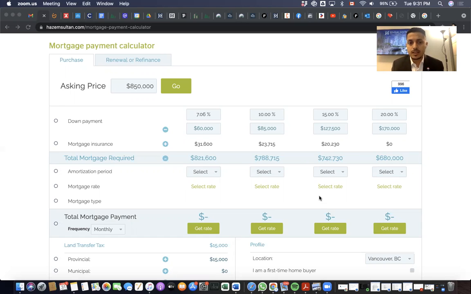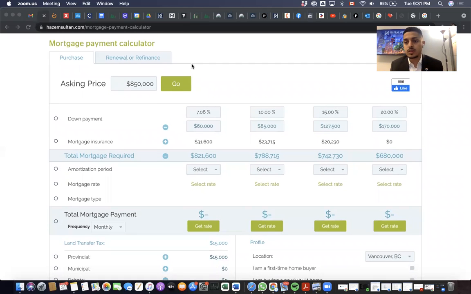So the nice thing about this calculator is it doesn't only show you the mortgage payments, but it shows you other expenses as well, whether it's a one-time expense or a recurring expense. That's going to be shown there in the calculator. If you want to look at this tool, you just have to head over to my website, hazemsultan.com/mortgage payment calculator. And we're going to make a couple of assumptions here, because at the end of the day, it comes down to your mortgage broker or mortgage specialist to actually walk you through everything.